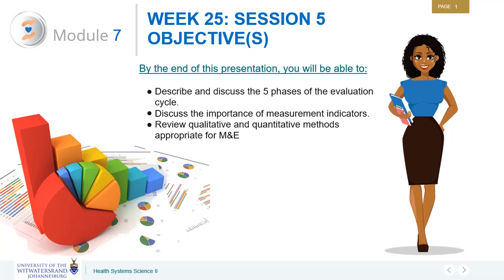On slide 1 are session objectives. By the end of the presentation you'll be able to describe and discuss the 5 phases of the evaluation cycle. You will also be able to discuss the importance of measurement indicators, and we will review qualitative and quantitative methods that are appropriate for monitoring and evaluation.